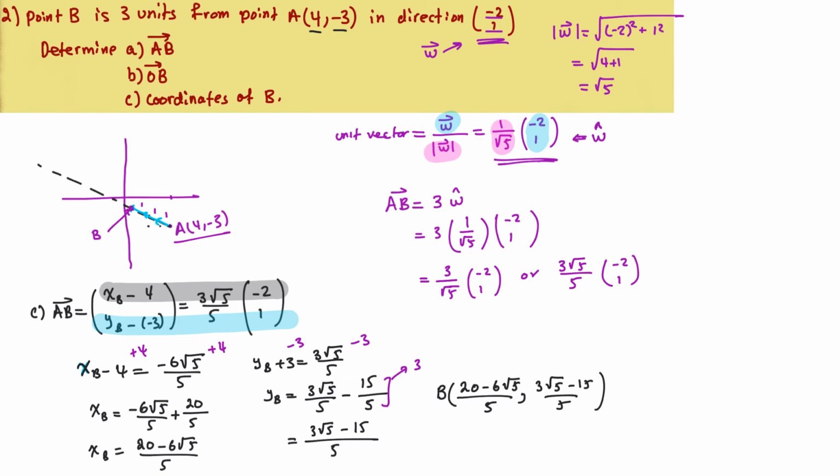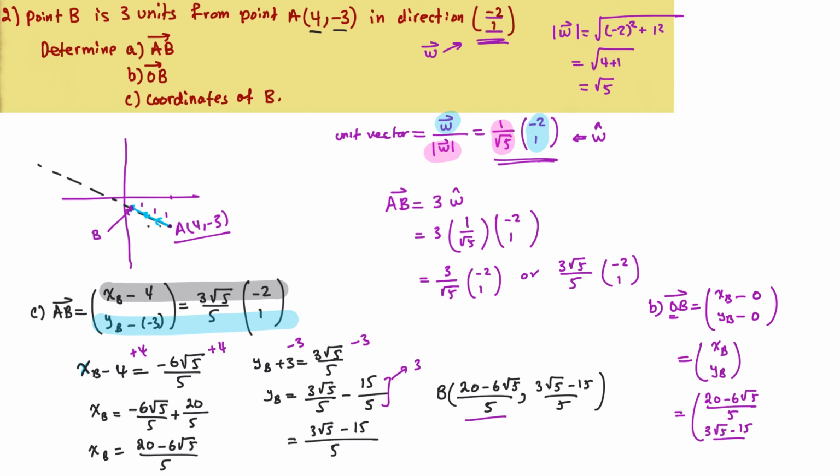Back to part B of the question, I'll just do that very quickly here. For part B, vector OB is going to equal the x and y coordinates of B minus the x and y coordinates of O, which is the origin. In this case, that's 0, 0. So it's just going to be xB, yB. We have the x component as 20 minus 6 root 5 over 5, and for the y component, we have 3 root 5 minus 15 over 5.